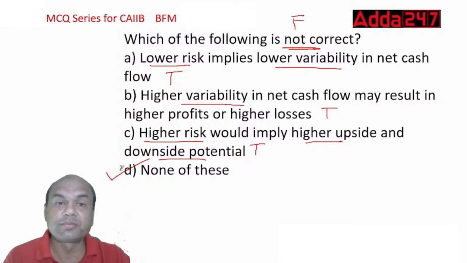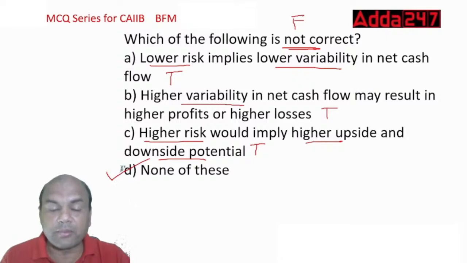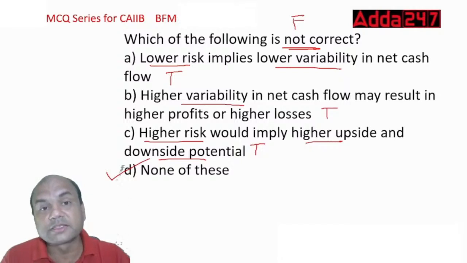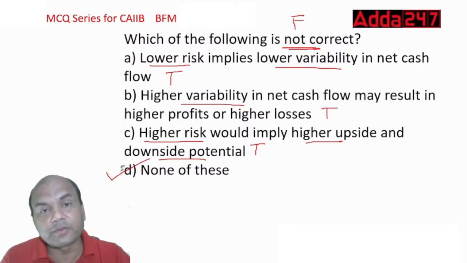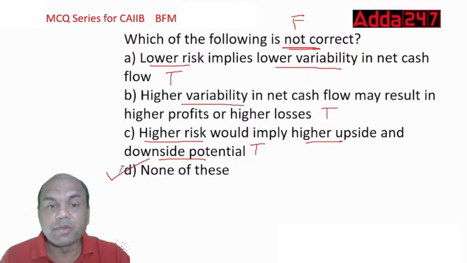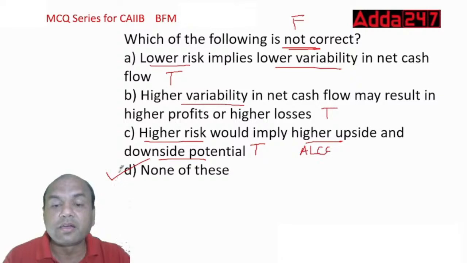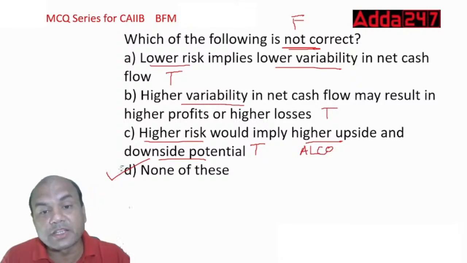Generally in exams we have a habit that none of these will never be the answer. But remember, this is CAIIB. In CAIIB, you can't guarantee anything. You can get none of these answers also. Remember, higher variability may result in higher profits and or higher losses. Higher risk would imply higher upside or higher downside. That is the basic logic of this ALCO department. What is the ALCO department in the bank? Asset liability management. It basically deals with this higher upside and higher downside.